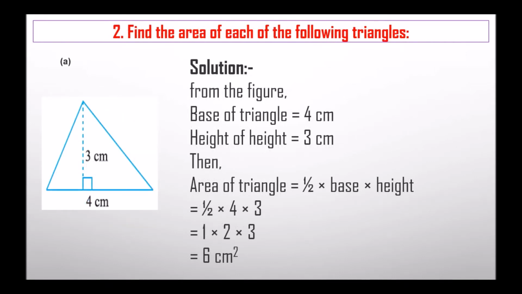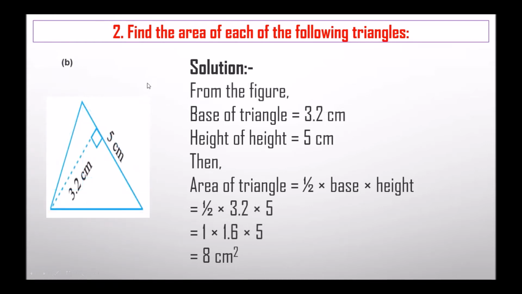Second question, find the area of each of the following triangles. So base is 4 centimeter, height is 3 centimeter. Area of triangle equals half into base into height, that is half into 4 into 3. So we can cut 2 and 4, so it will become 1 into 2 into 3, that is 6 centimeter square. Next, base is given 3.2 centimeter, height is given 5 centimeter. Area of triangle equals half into base into height, that is half into 3.2 into 5. We can cut 2 and 3.2, so it will become 1 into 1.6 into 5, so 8 centimeter square.